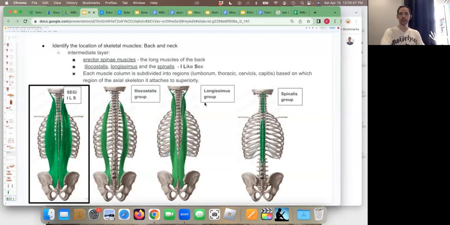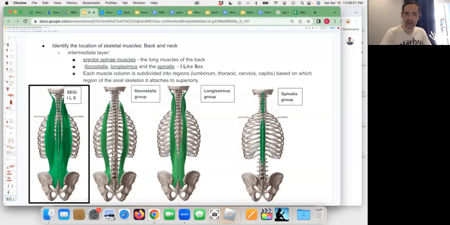iliocostalis. If you look at the longissimus muscles, the longissimus are named because they are the longest. They go from the sacrum all the way up to the cap. They're the longest. Spinalis, I think they're named because they're the closest to the spine. And if that's not the reason that they're named, it's a fine name for them. All right, and then you look at how they're broken down.